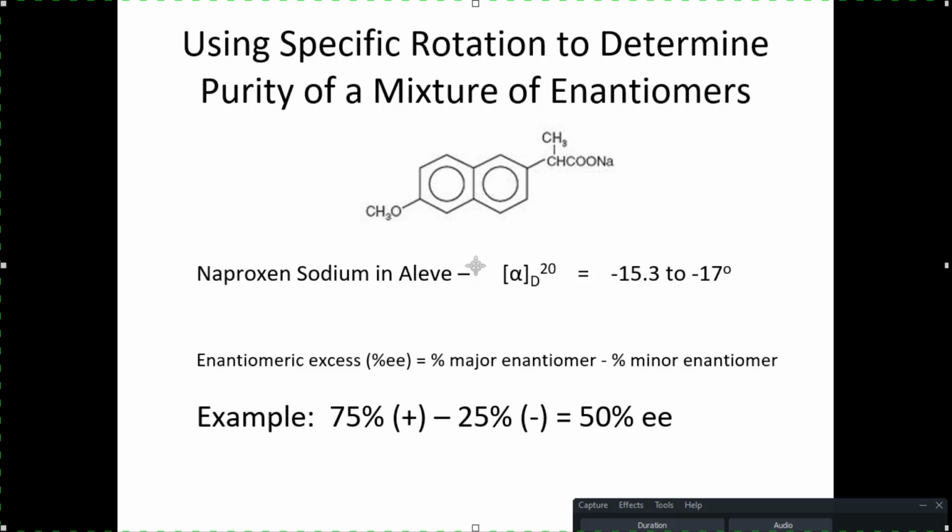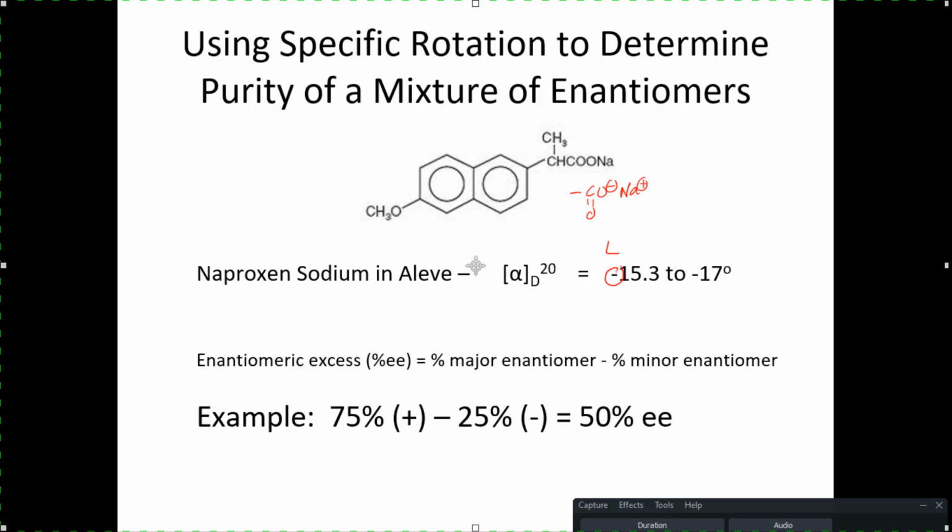This COO-Na group is a deprotonated carboxylic acid with a sodium counterion. So naproxen sodium is what's in an Aleve tablet, whether it's generic or a true brand Aleve tablet. And the idea of making the Aleve tablet in one enantiomeric form is that the negative, the L form of the naproxen sodium, will take care of my headache.